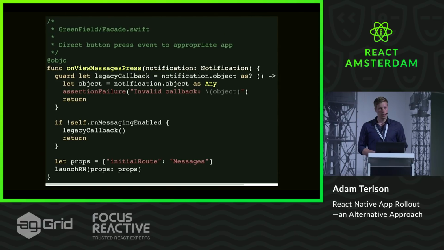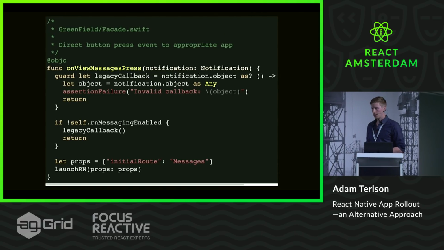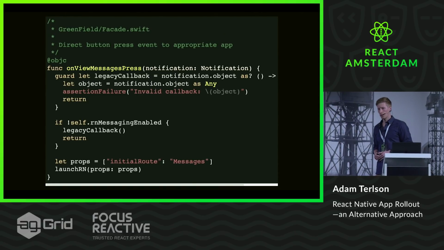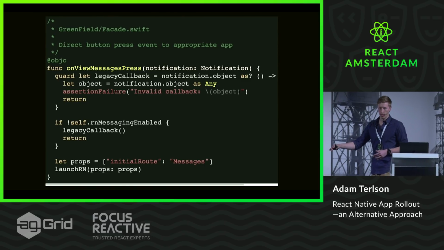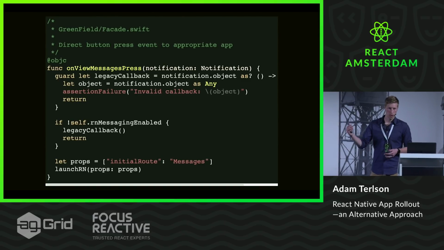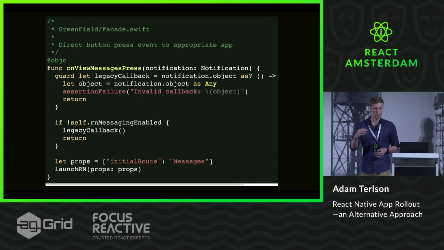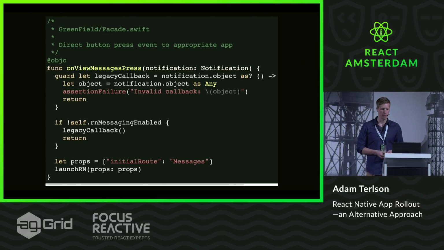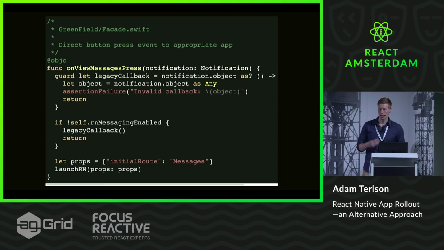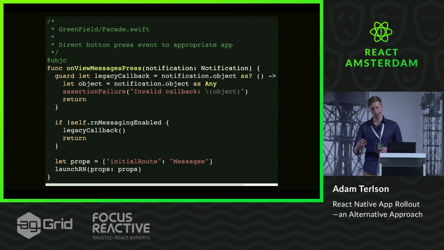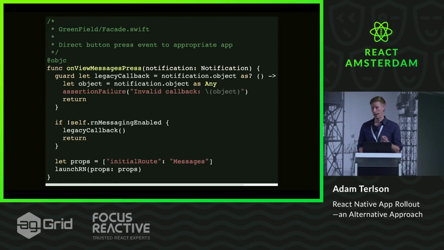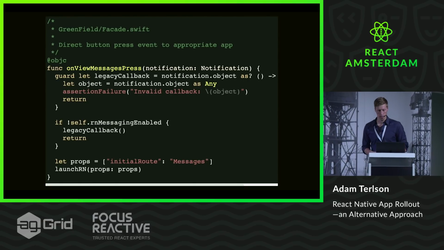So looking back at our facade then, we need to update our implementation a little bit so that we're no longer immediately executing the legacy behavior. Instead, we're going to check to see if the new React Native app is capable of handling this event. If it is, we're going to launch React Native with some initial properties. In this case, we're just going to tell React Native what the initial route is that it should display upon startup.